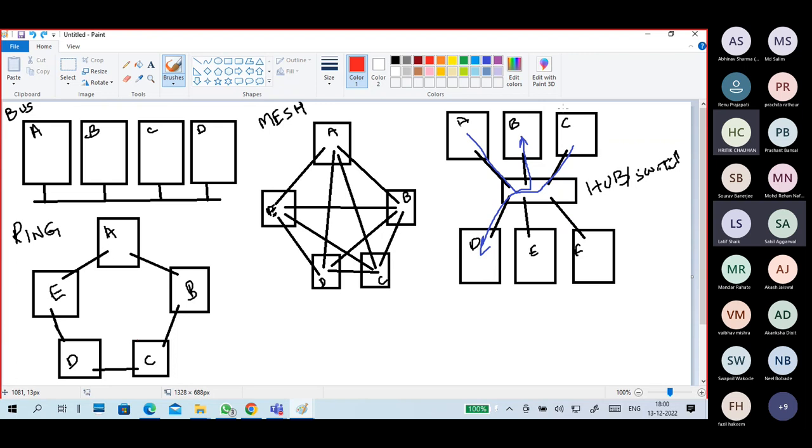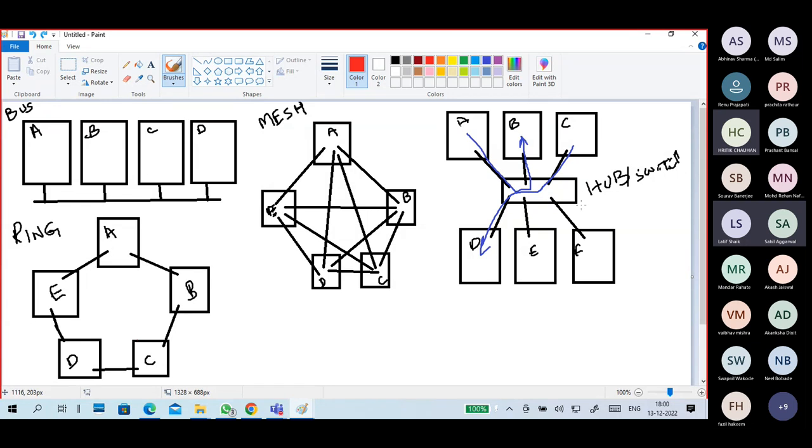But if the centralized device is down, total communication will stop. But it is very easy to troubleshoot. Why is it easy to troubleshoot? We can locate where the issue is. Is it the centralized device, a cable or a machine? So we can recognize it and easily do the troubleshooting.